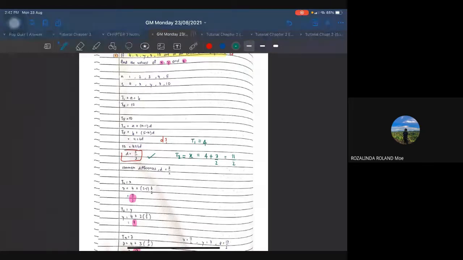Okay, so kalau nak seterusnya, we want to find T3 which is our Y. So you just add 11 over 2 with 3 over 2, you will get 7. Okay, and so on.